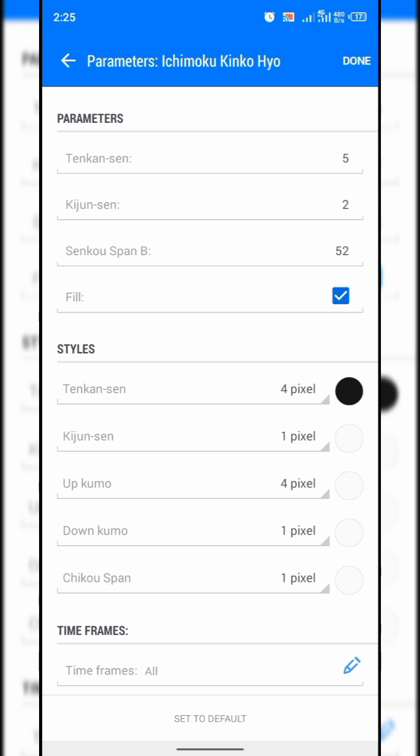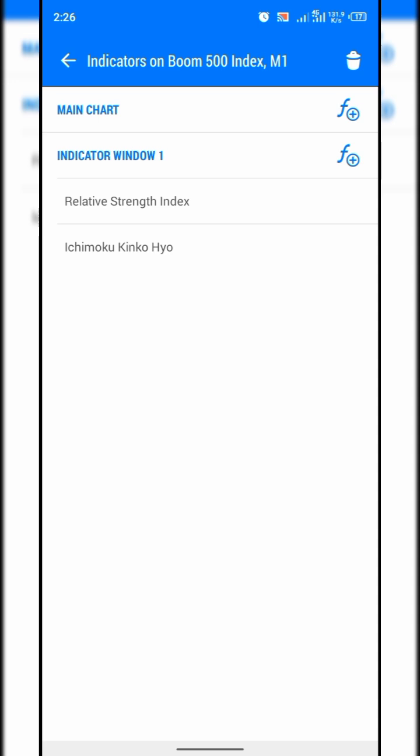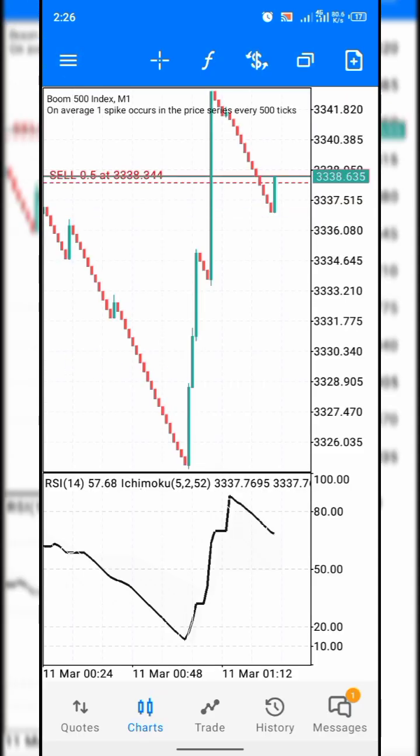The Tenkan-sen should be black while the rest of the colors should be the color of your background. If you are using dark mode, the others should be black. If you are using light mode, the others should be white. You only need the Tenkan-sen to be different from the color of your background, which means if you are using dark mode, the Tenkan-sen will be white. If you are using light mode, the Tenkan-sen will be black. Then click done. As you can see, this line has been included in your chart in this indicator window, this lower part of the screen. So that's where we are going.